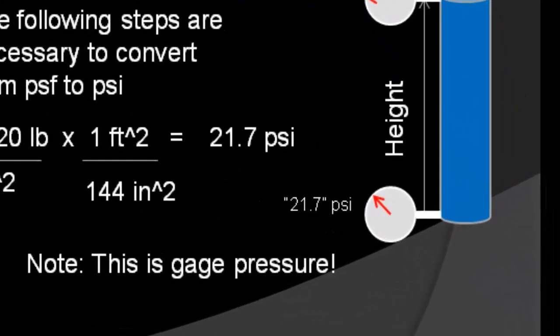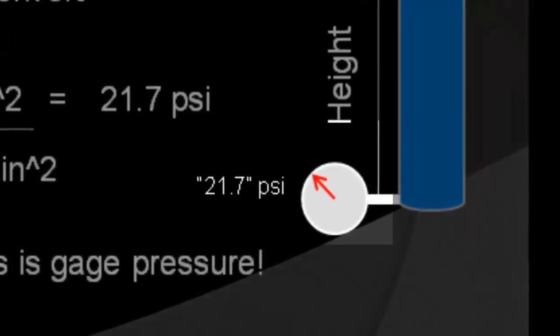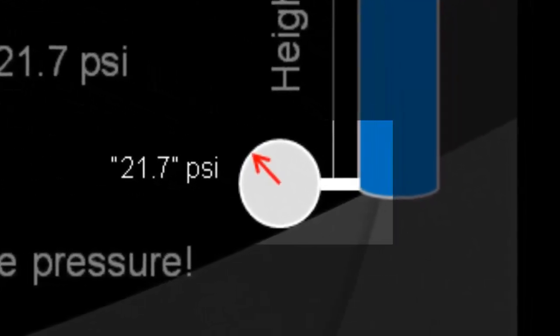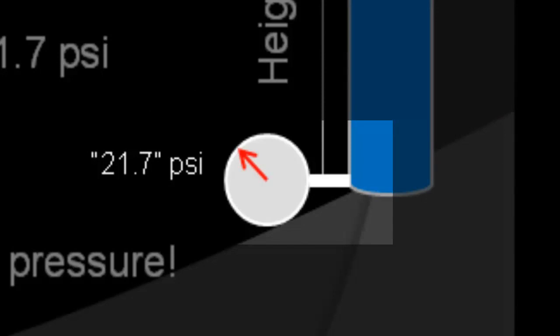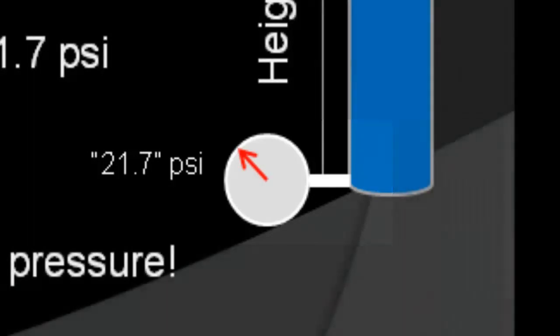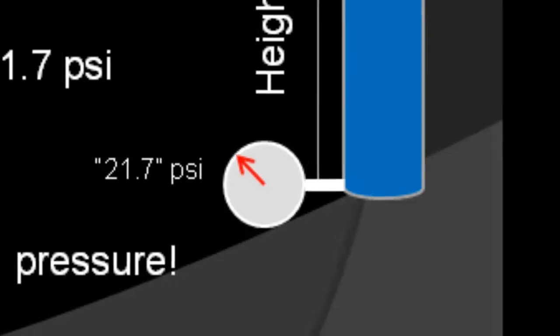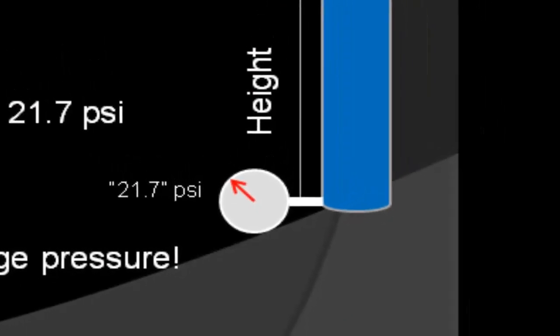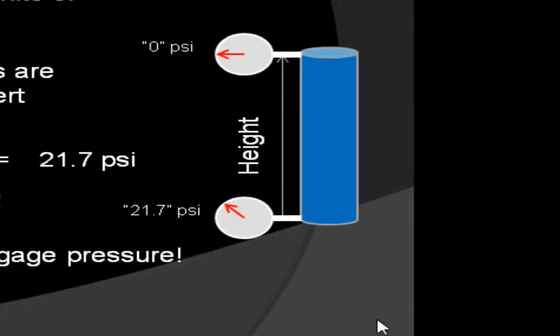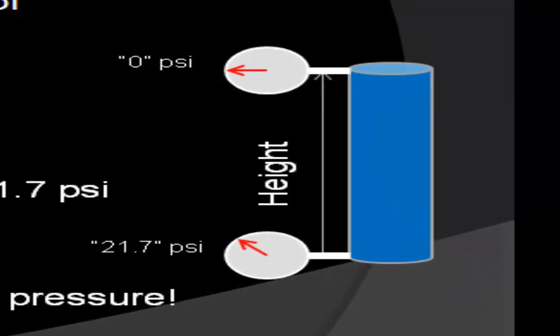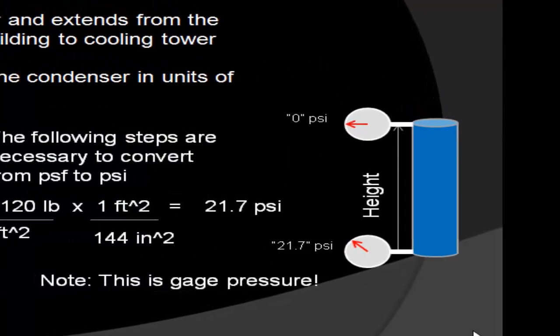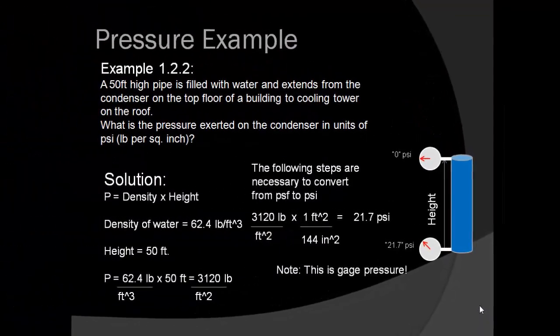Why? Because if we put a gauge at the bottom of the column, the pressure would read 21.7 psi. If we were to move that same gauge up to the top, we would notice that the reading would go down until at the very top it would read 0. This is because the gauge is calibrated to read 0 at atmospheric pressure. So the gauge is reading the results of the pressure due to the water only.